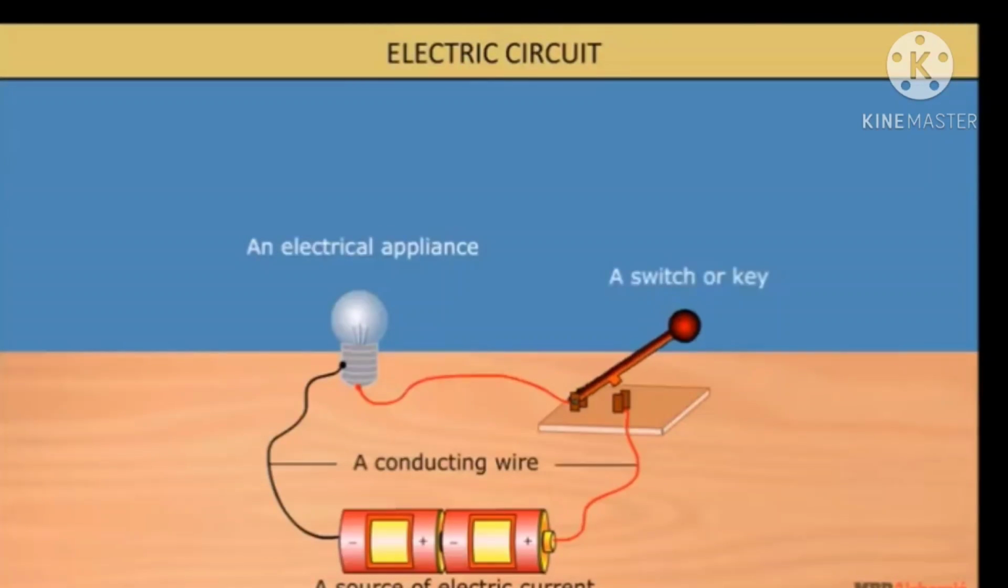Now, when the switch is closed, the circuit is said to be a closed circuit. In this condition, the current flows and the appliance works, which means the bulb glows. However, the circuit is said to be an open circuit when the switch is open and there is no flow of current.